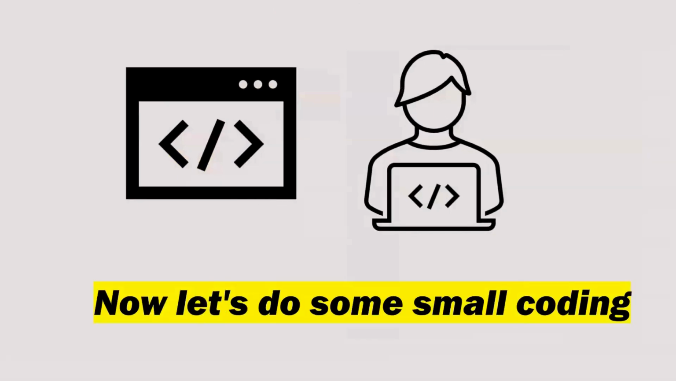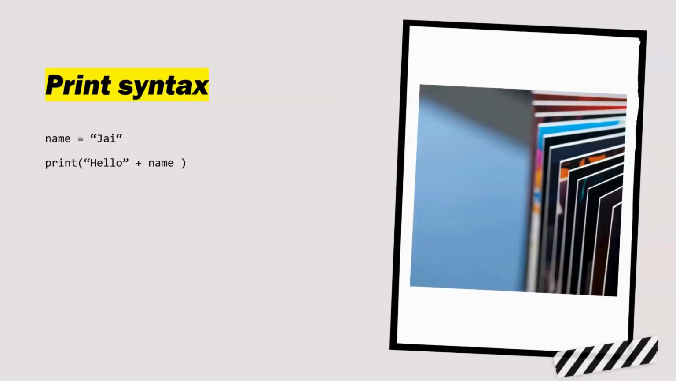Now let's move on to some small hands-on coding. Print syntax: here we have written name = "J" in double quotes and print hello plus name. Let's do it practically.